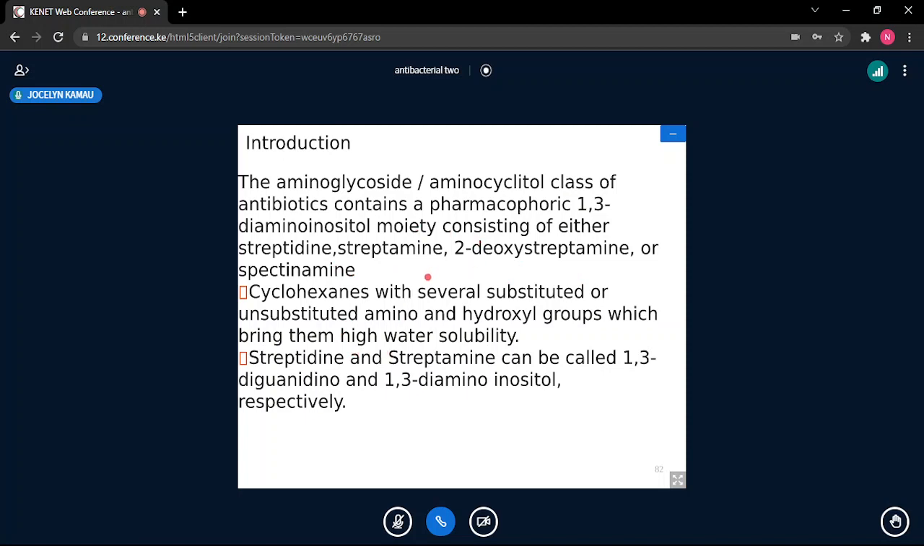When you talk about streptidine, streptamine, deoxystreptamine or spectinamine, they have a specific structure. What we are saying is they are cyclohexanes, and we have mainly 2 of them. We consider the one we are calling the 1,3-diaminoinositol, or you can have the one called the 1,3-diguanidino inositol.